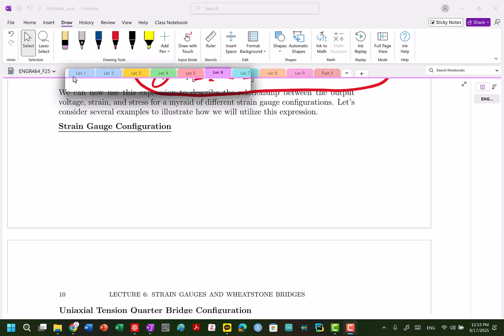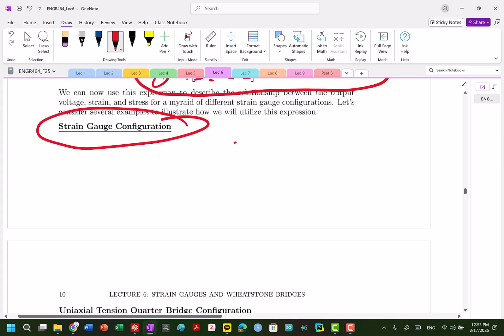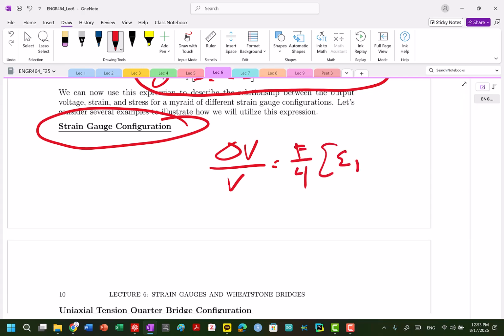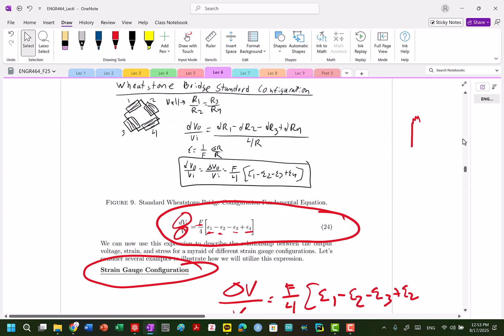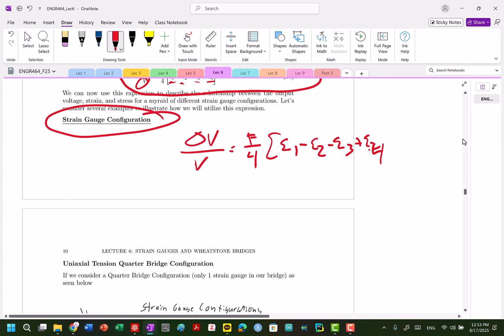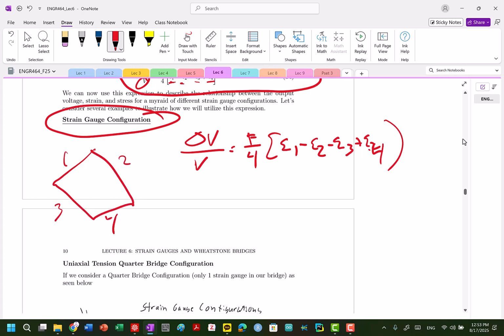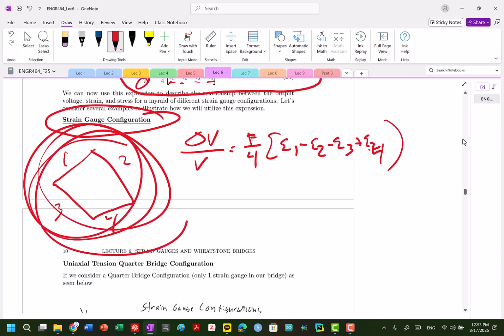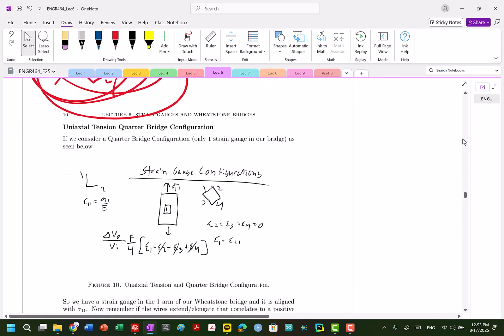All right, everyone. So now remember, the big finding from the last video was that change in V over V equals F over 4 times epsilon 1 minus epsilon 2 minus epsilon 3 plus epsilon 4 in that standard configuration, where again, we have here, 1, 2, 3, 4. So remember that. Keep us in standard configuration, and let's go ahead and look at an example.